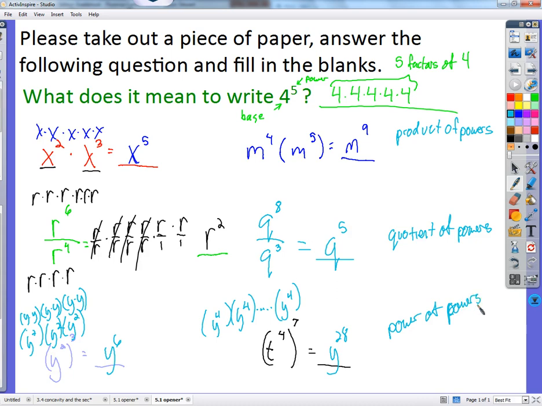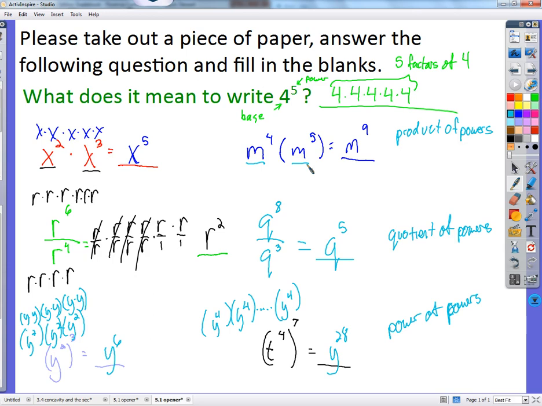I don't expect you to memorize those. Just expect you to understand. If you multiply n to the 4th times n to the 5th, you're just multiplying 9 n's together, so n to the 9. And if you want to take that step of saying, well, anytime I multiply two of the same bases, you just add their exponents, that'll be great. Make that shortcut, save yourself a little time.